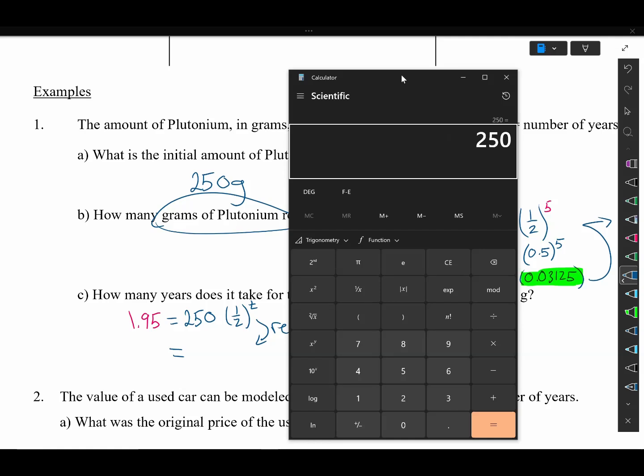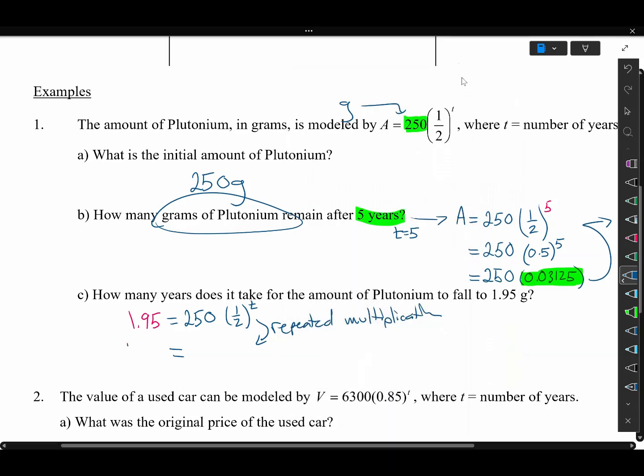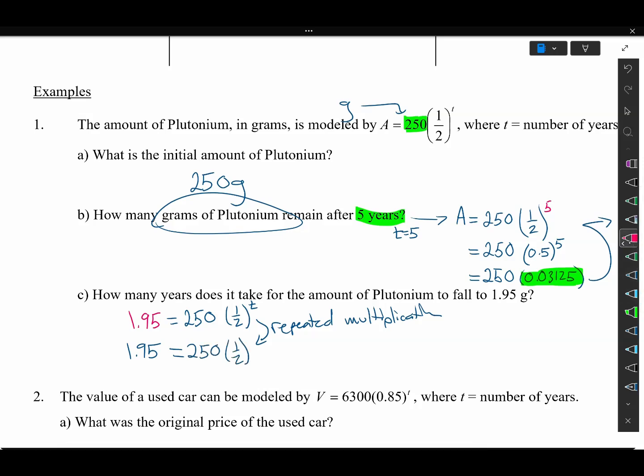250 equals, and then we'll put in times 0.5. This is 1 year. 2, 3, 4, 5, 6, 7. 7 years is what it takes because I had to hit my equal sign 7 times. And so 1.95 equals 250 times 1 over 2 to the exponent 7. There's our key. We performed our repeated multiplication, so we know it will take 7 years.